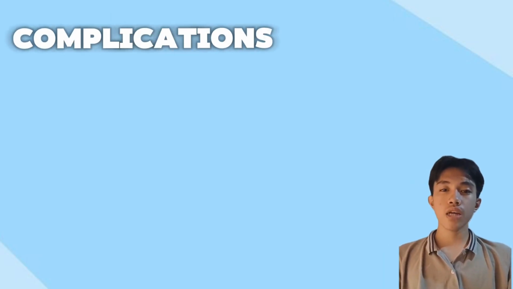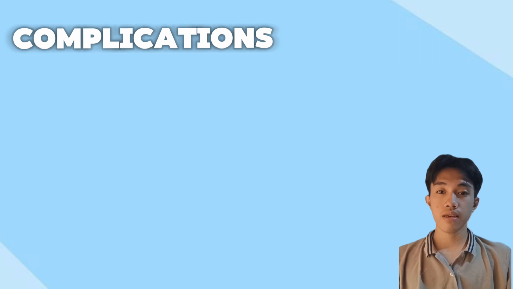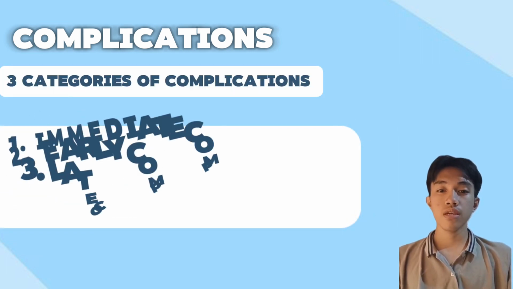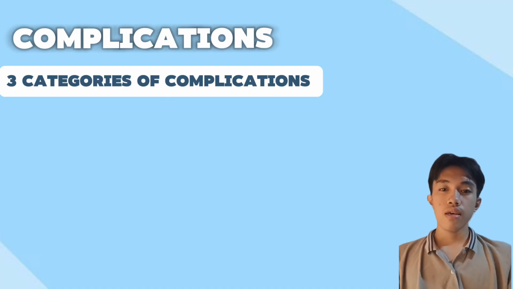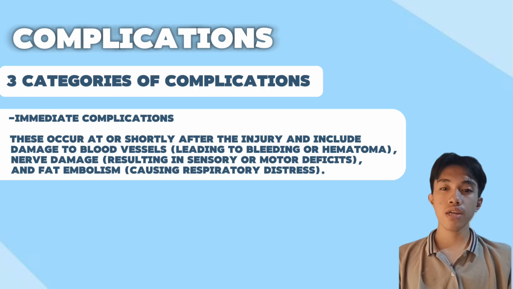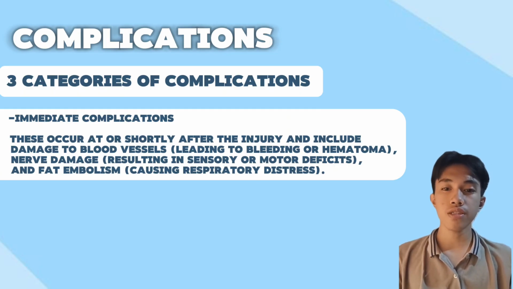Fractures can lead to various complications based on their timing. There are three categories of fracture complications: immediate, early, and late complications. Immediate complications occur at or shortly after the injury. These include damage of blood vessels, leading to bleeding or hematoma, nerve damage, resulting in sensory and motor deficits, and fat embolism, causing respiratory distress.